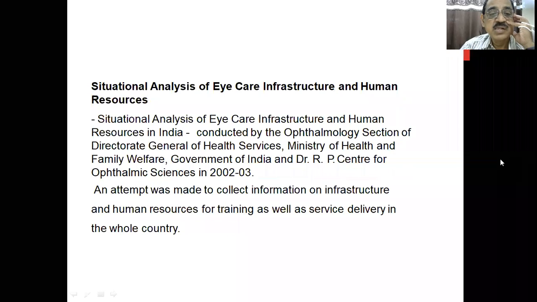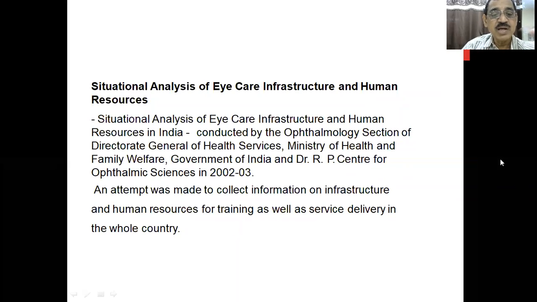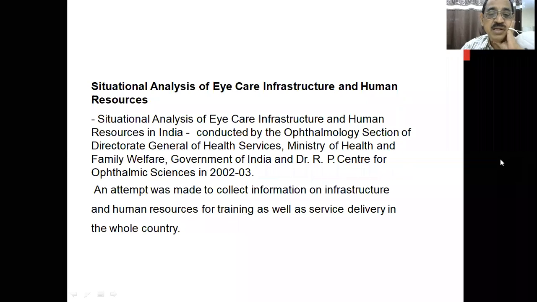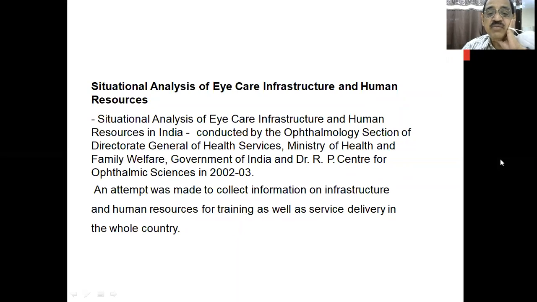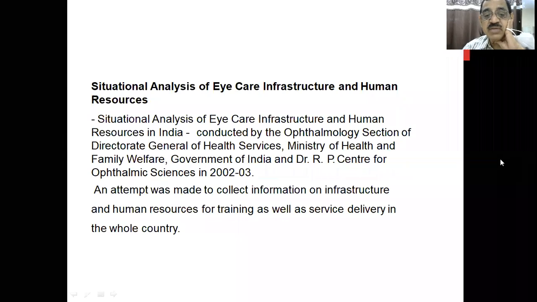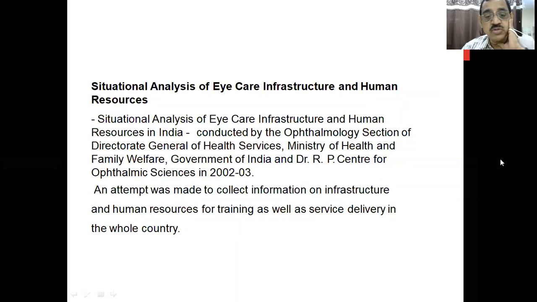So, situational analysis of eye care infrastructure and human resources, I don't think you require all these things. This is not, anyway, for completion's sake, I'll just read it out. Situational analysis of eye care institutions and human resources in India, conducted by Ophthalmology Section of Director General of Health Services, Ministry of Health and Family Welfare, Government of India, and RP Center for Ophthalmic Sciences in 2002 to 2003.